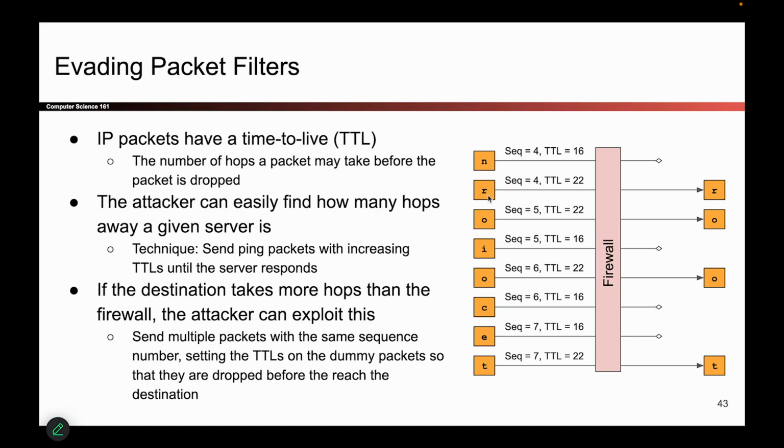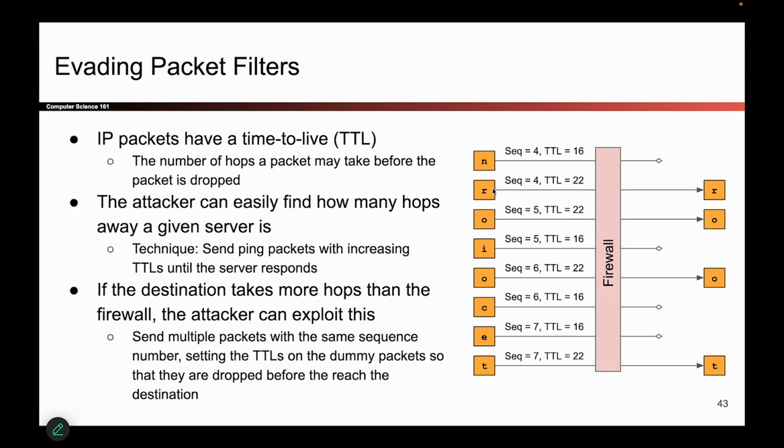Then we will send R, and the key idea here is we will also send R with sequence number 4. So both of these have sequence number 4. That's the little trick here. And we'll send it with TTL 22, a bigger number. The firewall sees R, and now it's getting kind of confused.